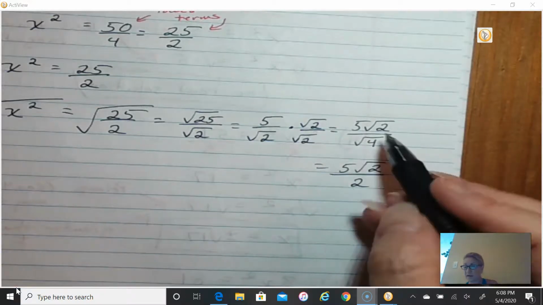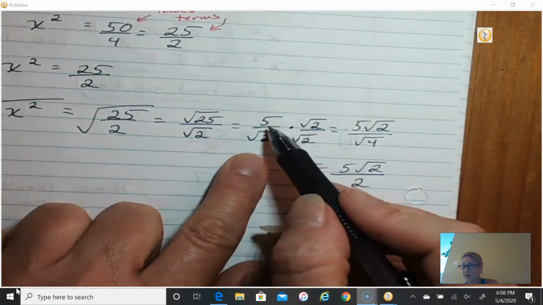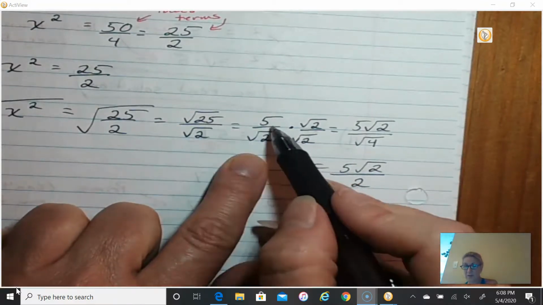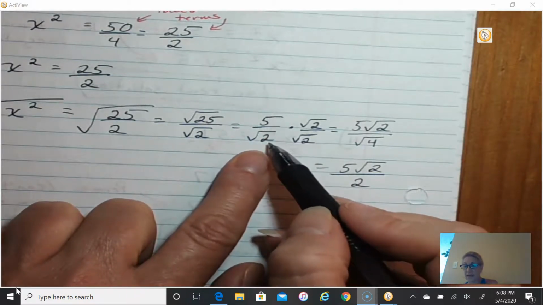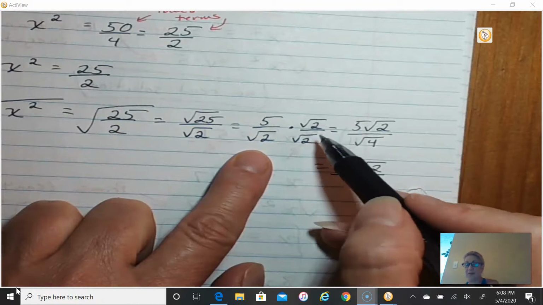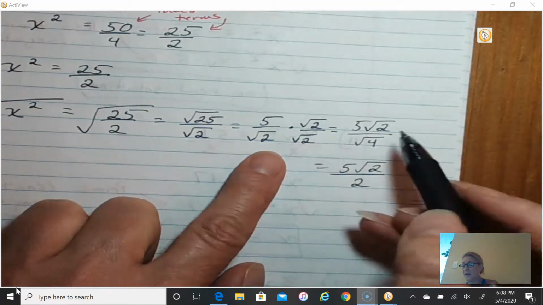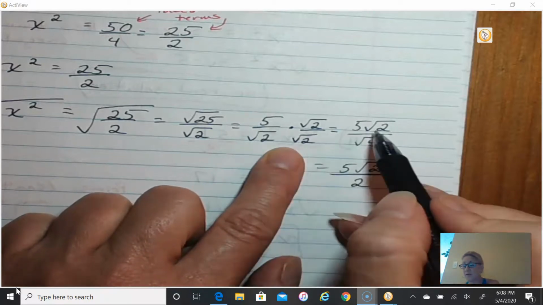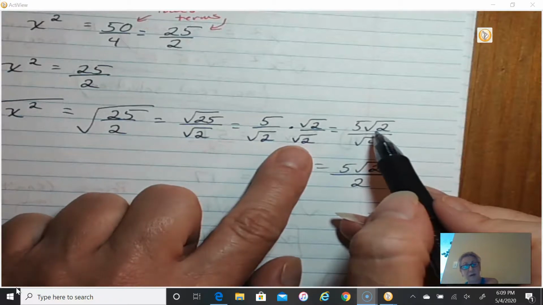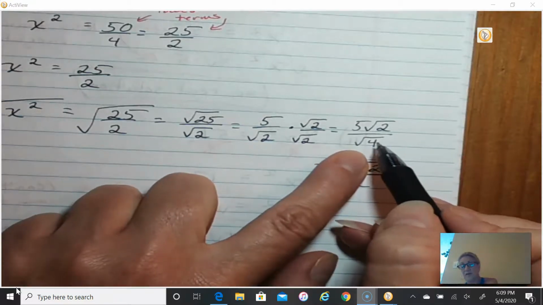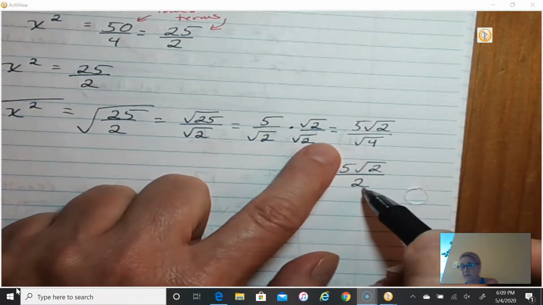You see that? All right, so we went from here, broke it down, that's a perfect square, we got 5. We just brought over the square root of 2. Can't have a radical in the denominator, so we multiply the top and the bottom by that same radical sign. 5 times square root of 2 is 5 times square root of 2. Radical 2 times radical 2 is radical 4. That's a perfect square, so the square root of 4 is 2. That's where I got that.